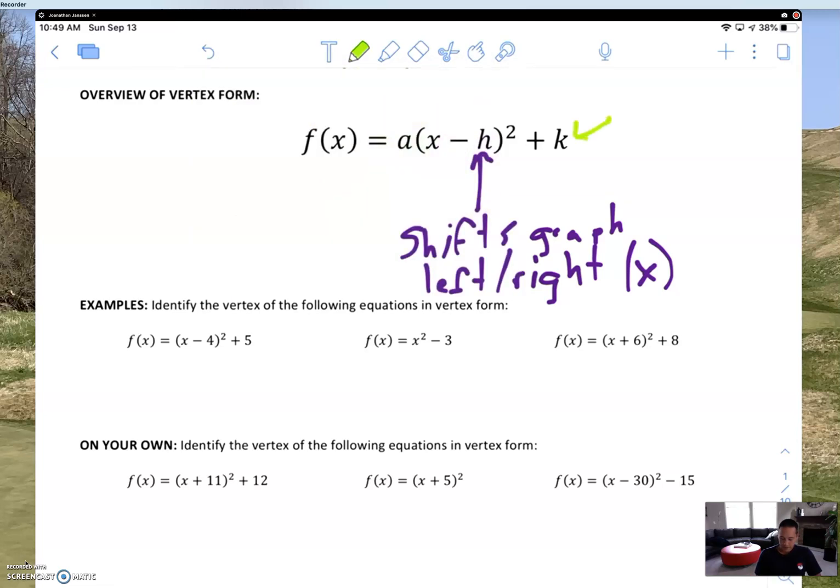This k value, this number that gets added or subtracted at the end of that, what that's going to do is that's going to shift the graph up or down. So I'm just going to put it shifts it up or down.